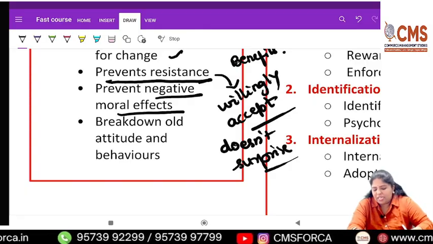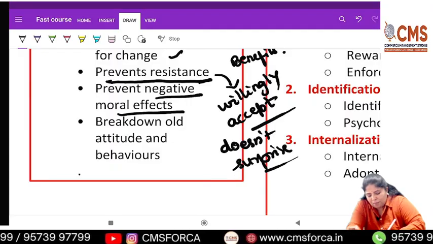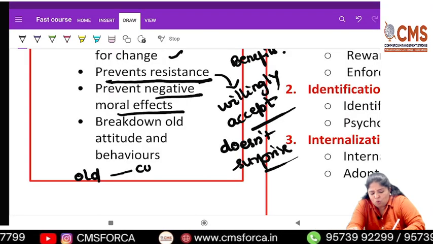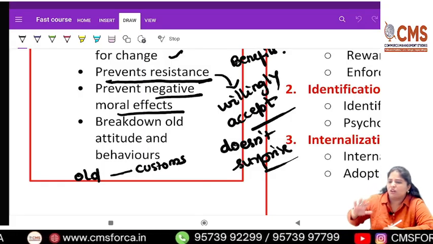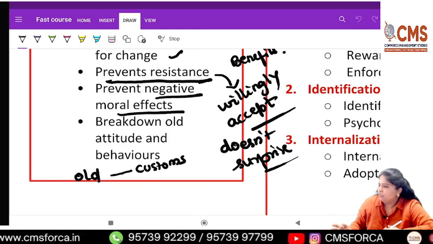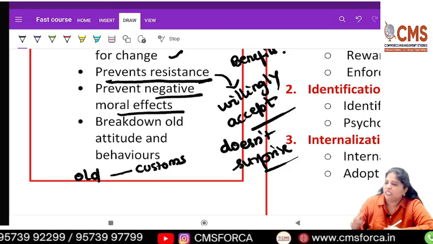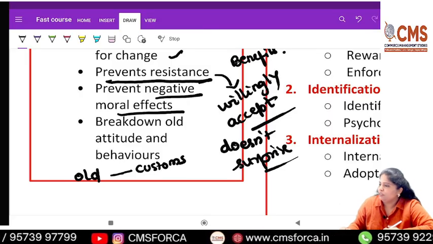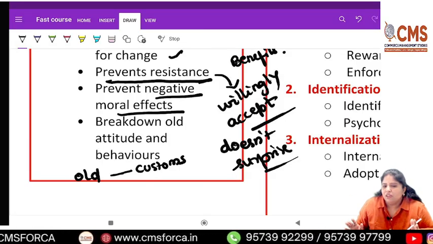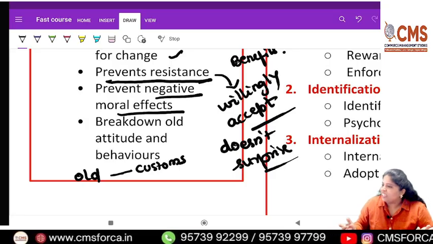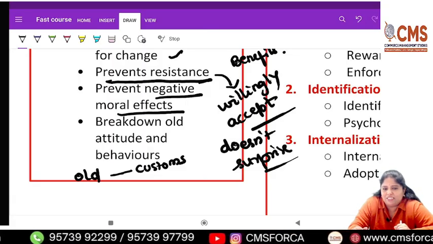Next, break down your old attitude and behavior. So in unfreezing, there might be some old customs. That means, when the organization was founded by somebody, a tradition started. And that tradition is going on till now, even after decades. But what is the benefit of that tradition? You don't know. You are just carrying it as a philosophy or maybe as a sentiment. You attach some sentimental value to it. But at some point of time, they need to go practical, right?